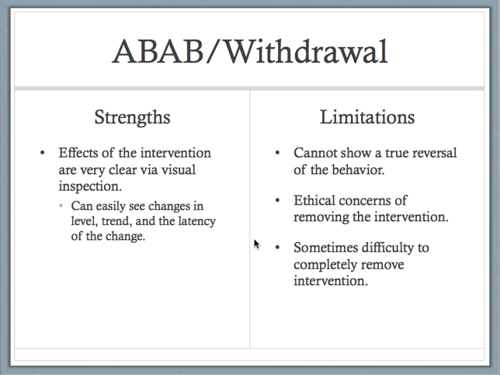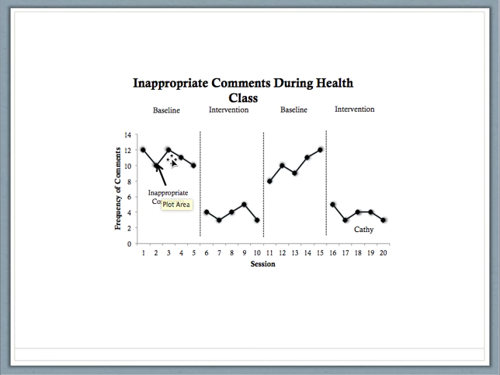There are strengths and limitations within ABAB design. I'm not going to list them all, but I am going to give you a few. One of the great strengths of an ABAB design is the effects of the intervention are very clear via visual inspection. You can very easily see changes in level, trend, and the latency of the change. If we go back to that graph, it's very easy to see that there's definitely a change in the target behavior based on the implementation and withdrawal of the intervention. You can see that just by looking at it.